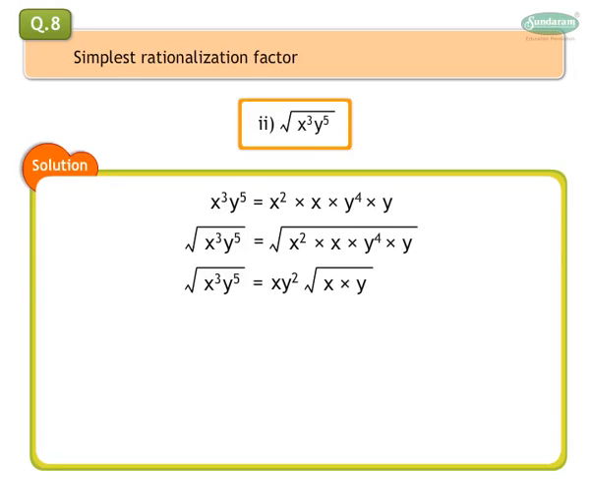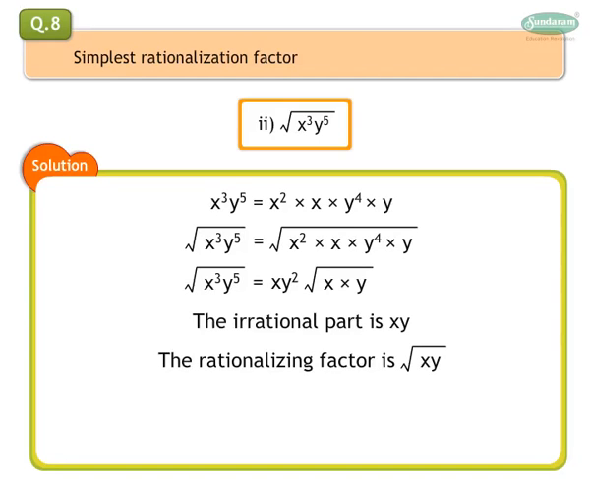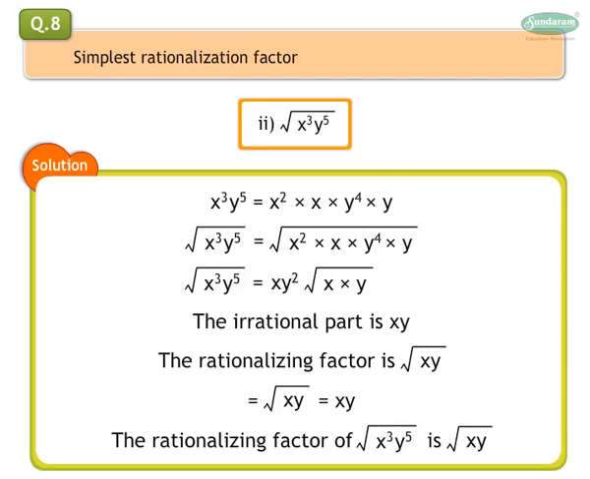We now consider the irrational part, that is, square root of x into y for rationalization. So the factor is square root of xy, since square root of xy into root xy is equal to xy. Hence, the rationalization factor of square root of x raised to 3 into y raised to 5 is square root of xy.